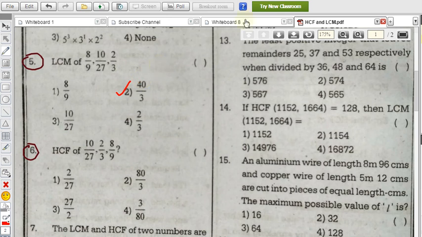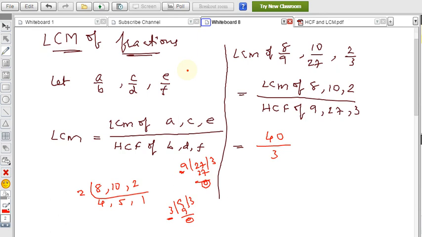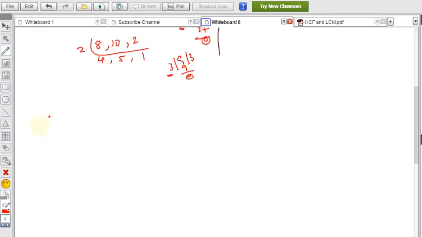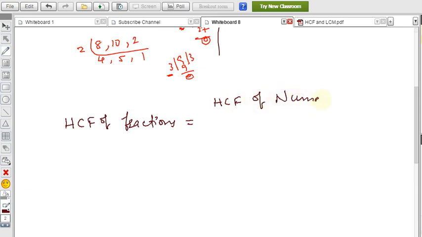Next one is HCF. Once you know the LCM formula, HCF is also easy. For HCF, for numerators we will apply HCF, for denominators we will use LCM. Okay, I'll write that. HCF of fractions, that means HCF of numerators by LCM of denominators.